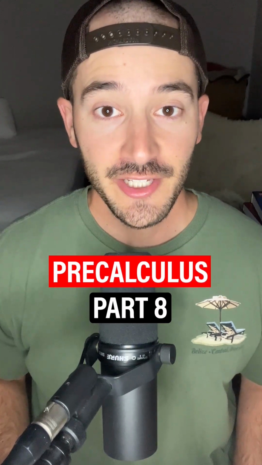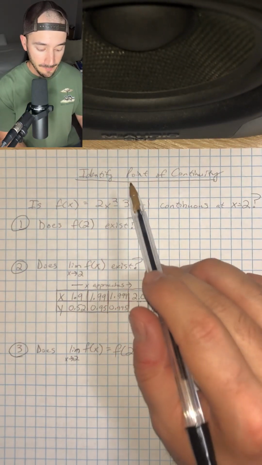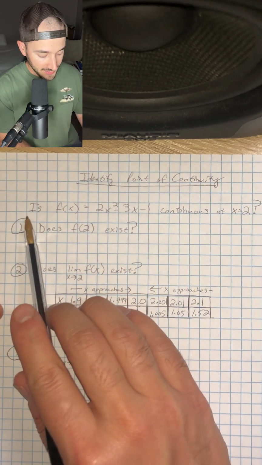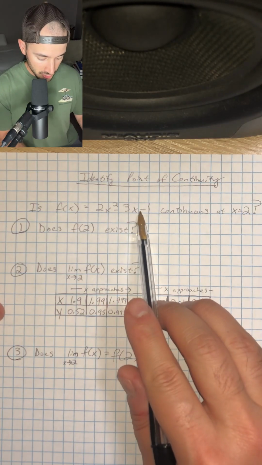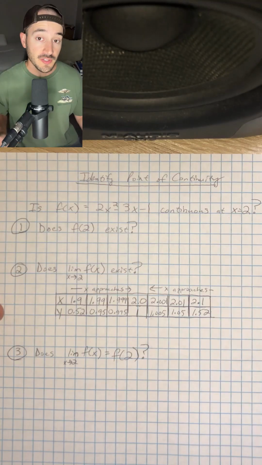This is everything you need to know for Precalculus, Part 8. So we're going to talk about how to identify a point of continuity. In our example, we're going to look at: is f(x) = 2x² − 3x − 1 continuous at x = 2? There are 3 steps that we have to do to see if that is true.